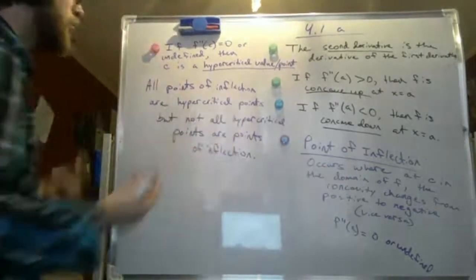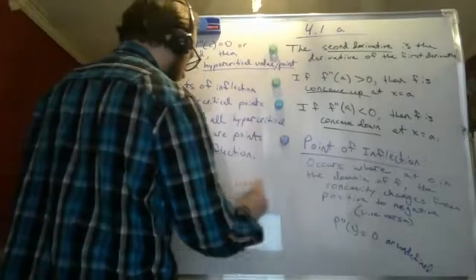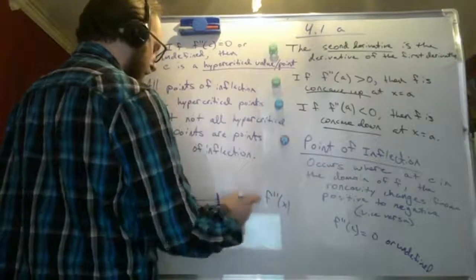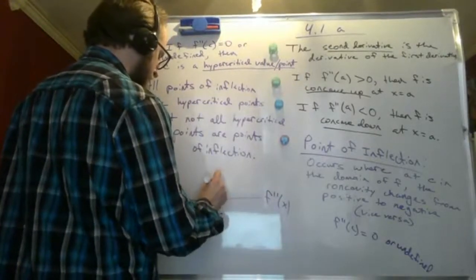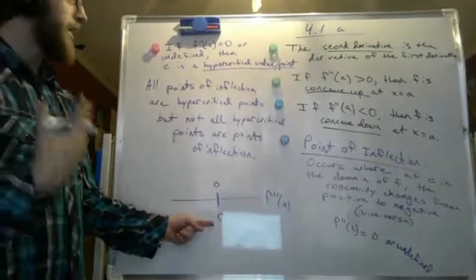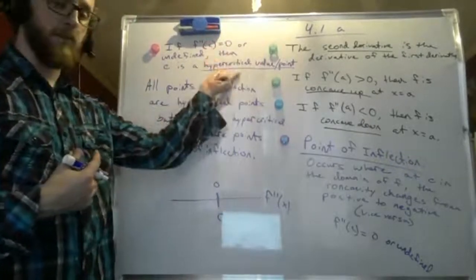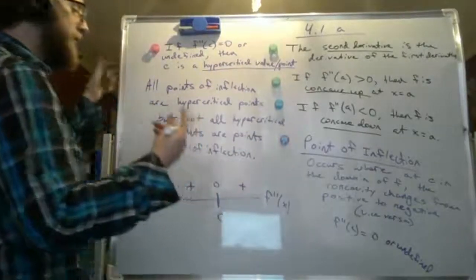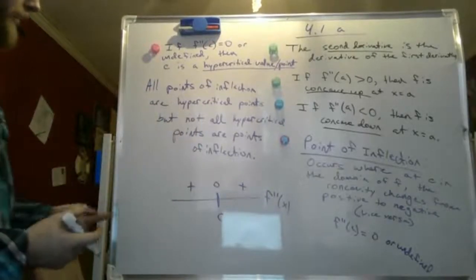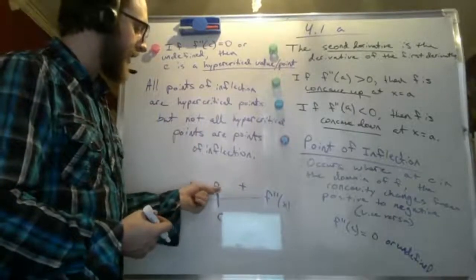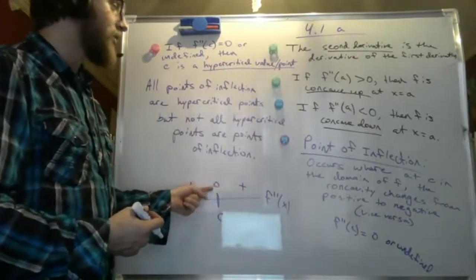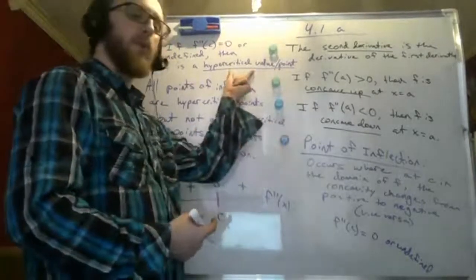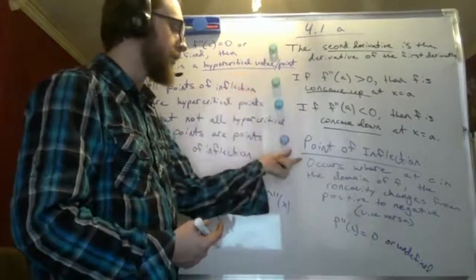Why is that? Well, it's possible that when I draw my number line for the second derivative, maybe I'll have some point where it's 0. So this is C, and this C is a hypercritical point by the definition up here. However, maybe to the left and right, it's positive on both sides. So the graph is concave up on both sides, and the concavity did not change on either side of this hypercritical point. And so it is not a point of inflection. So points of inflection are hypercritical points, but hypercritical points are not necessarily points of inflection.